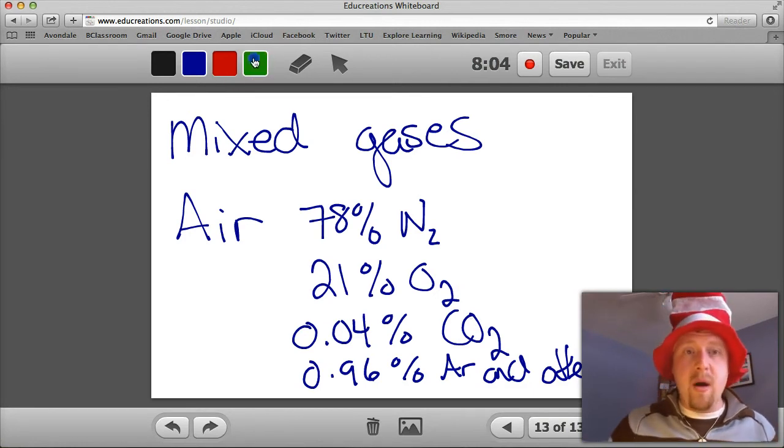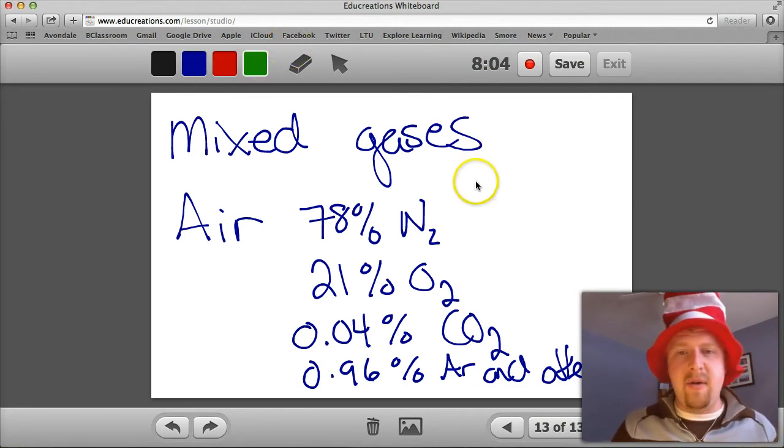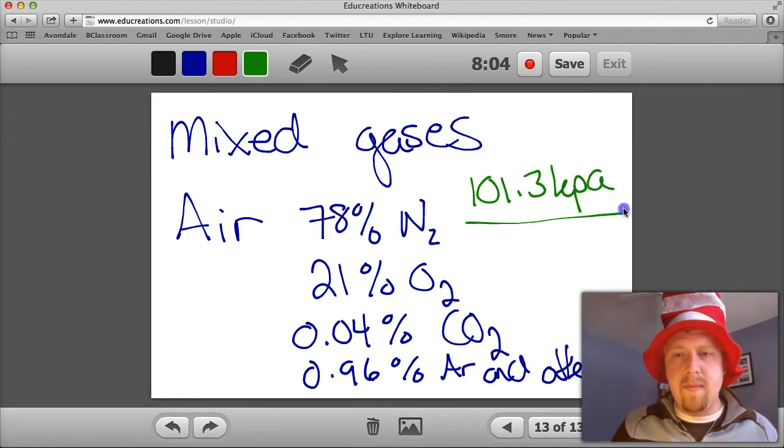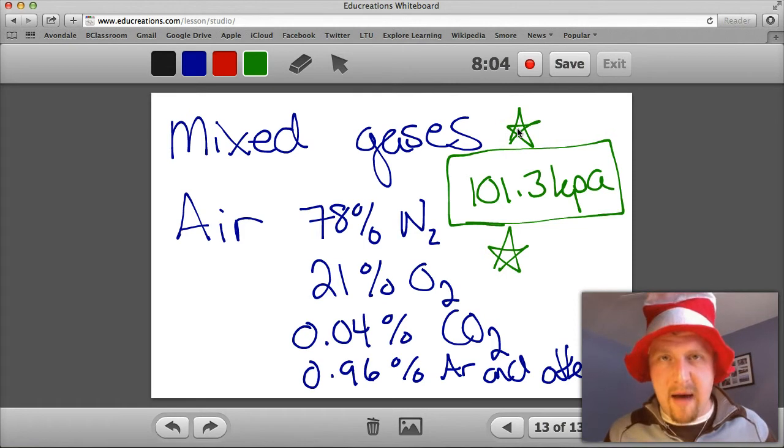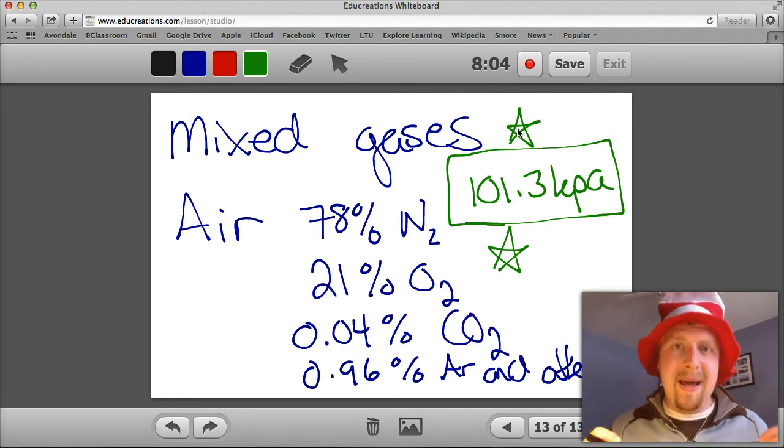For instance, air pressure at our level, at sea level, is 101.3 kilopascals. You should star this. Know this value. Air pressure at sea level is 101.3 kPa.